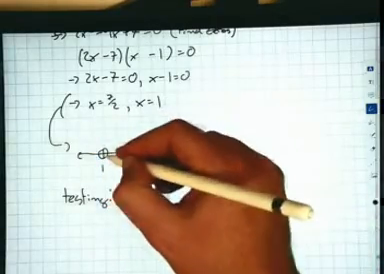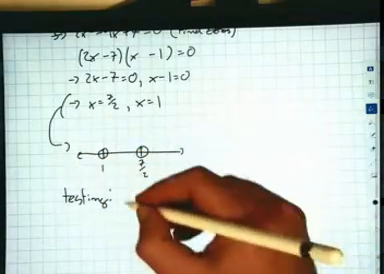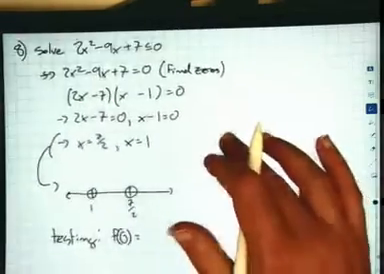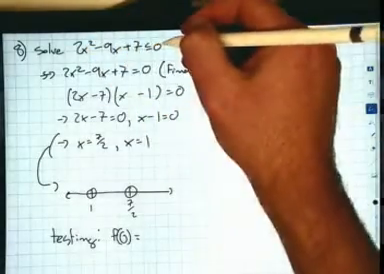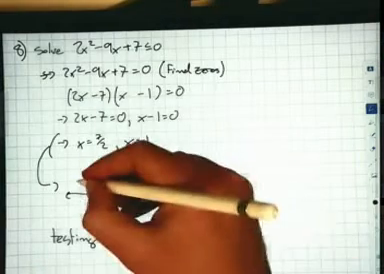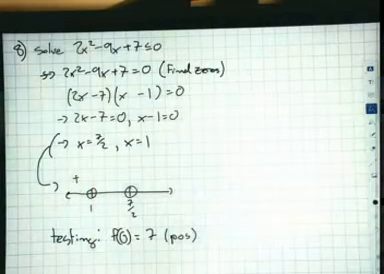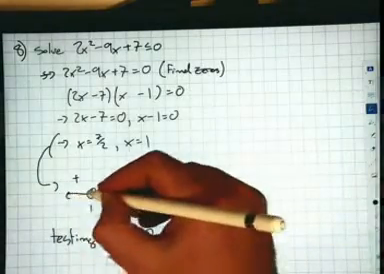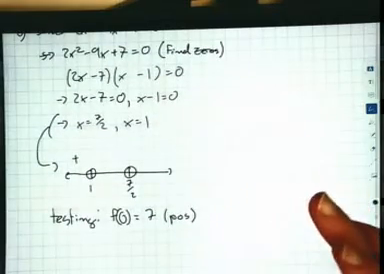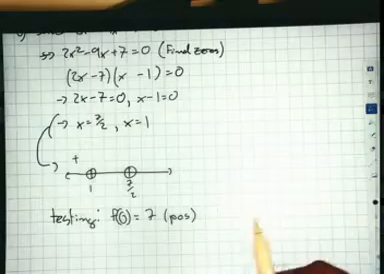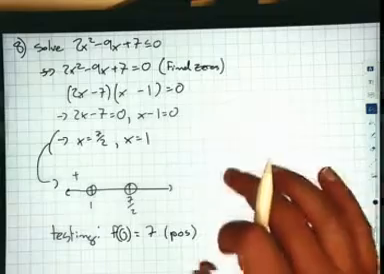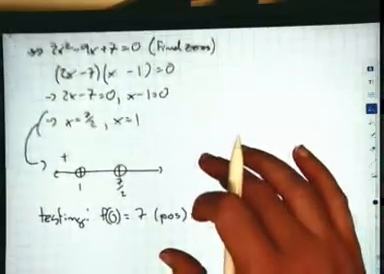So let's pick a nice value between negative infinity and 1. How about 0? I don't have to do a whole lot of work here because if I plug 0 into my original function, we get 7, which is positive. So I just like to put a little plus sign. This tells me that everything in this interval is positive. Again, I'm pretending like I have no knowledge of the shape of the graph. Even though I know it's a parabola that opens up, let's pretend we have no knowledge of this.